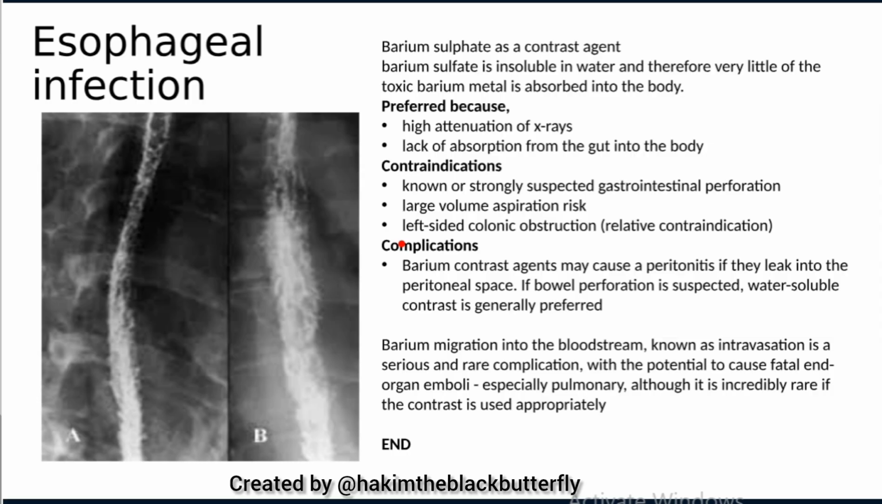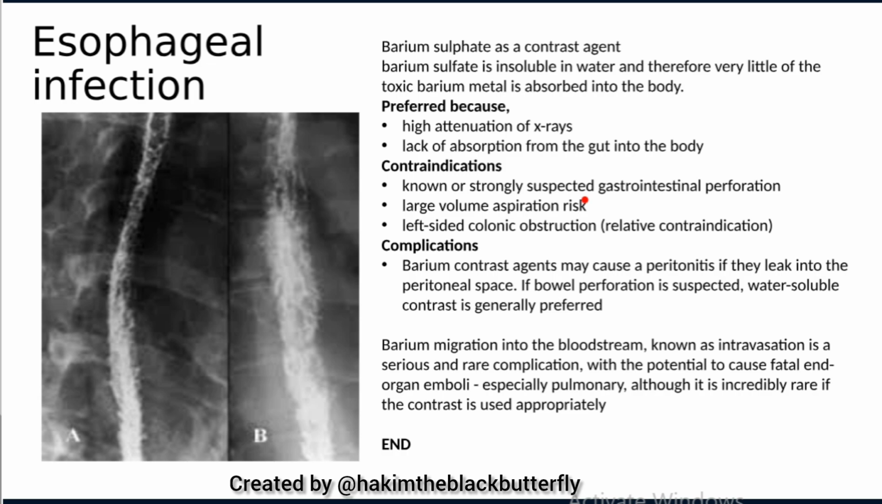using these contrasts, we have contraindications. So before you use that barium sulfate, you have to identify and know that your patient doesn't have any suspicion of gastrointestinal perforation. Because if this patient has gastrointestinal perforation, this barium sulfate will leak into the peritoneum, and that will cause peritonitis. Studies have shown that patients that have leakage of barium sulfate into the peritoneum have high risk of developing peritonitis.